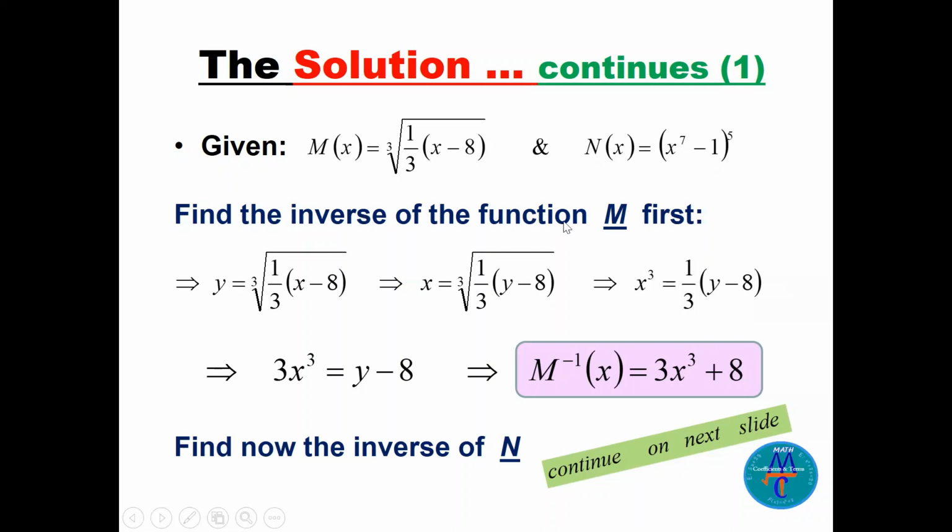Let's find the inverse of the function m first. So y equals the cube root of (1 over 3 x minus 8). Interchange x and y, so x equals the cube root of (1 over 3 y minus 8). Now cube both sides. This is x cubed equals 1 over 3 y minus 8. Let's multiply by 3, so we get 3x cubed equals y minus 8. Solve for y, so take 8 to the other side, it becomes 3x cubed plus 8. This will be the inverse of the function m.